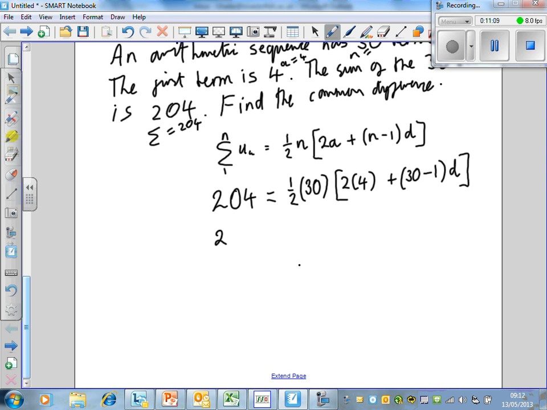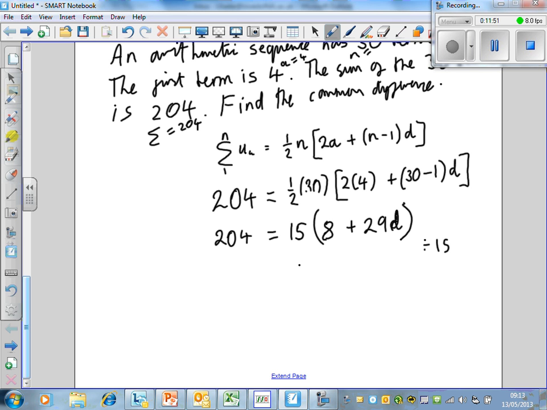So, first of all, how I would solve this, well, let's do all the calculations to make this look nicer. Half of 30 is 15. And we have 8 plus 29D. There's our little equation. I don't think we need the big square brackets now. We can just do these as normal brackets to make it look a little bit nicer. Right, we've got to solve this equation. Simple linear equation. What would you do first, Lewis? You could multiply out the brackets, but what would be a quicker way?